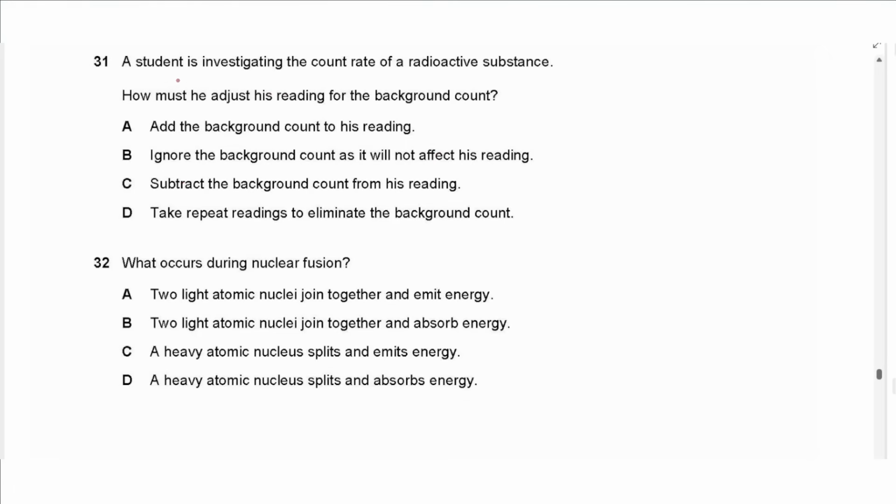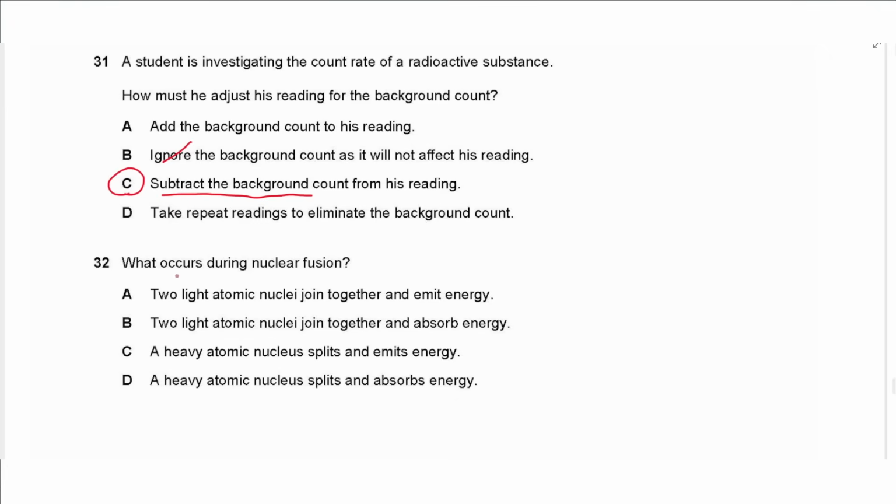Question 31 says a student is investigating the count rate of a radioactive substance. How must he adjust his reading for the background count? So we do not add background, it's already added. We do not ignore it. We subtract the background from the reading. We do not need to take repeated readings. It will not help. So the answer is C.